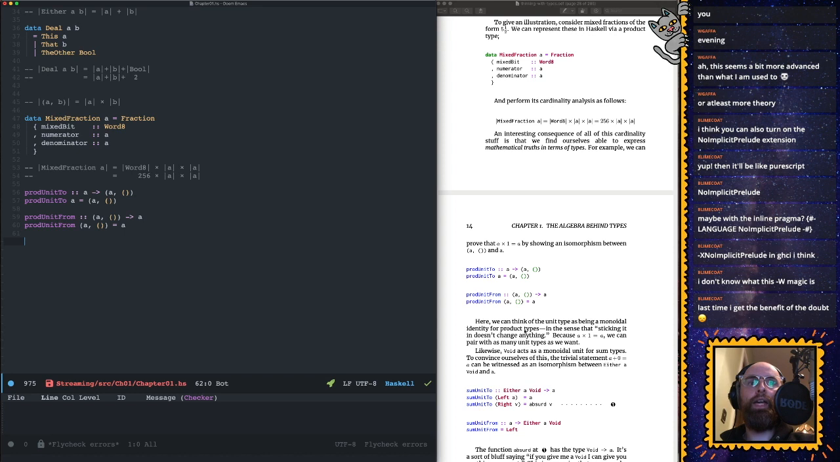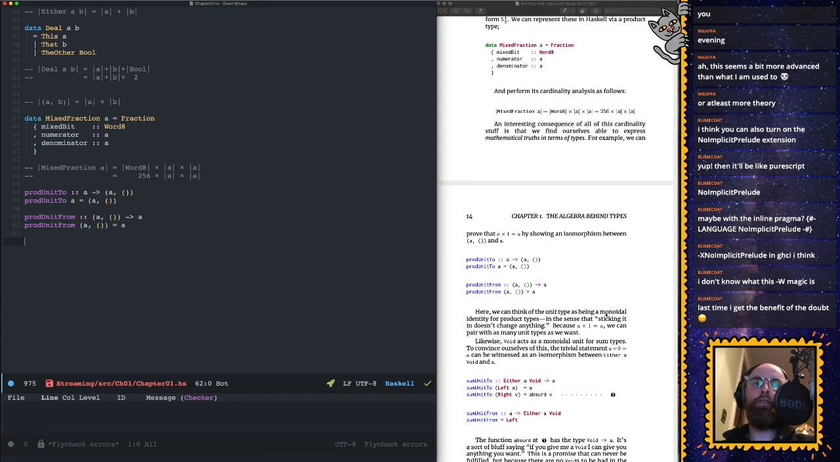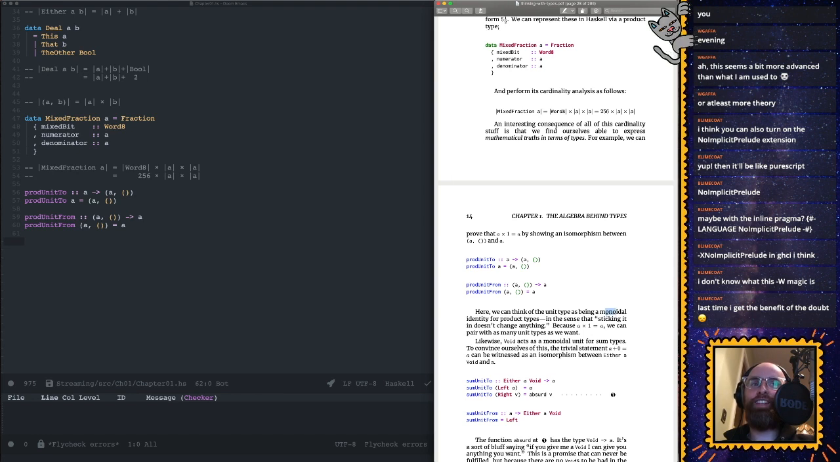But here we go. Here we can think of the unit type as being a monoidal identity for product types, in the sense that sticking it in doesn't change anything, because A times 1 is equal to A. So we can pair with as many unit types as we want. Likewise, void acts as a monoidal identity.